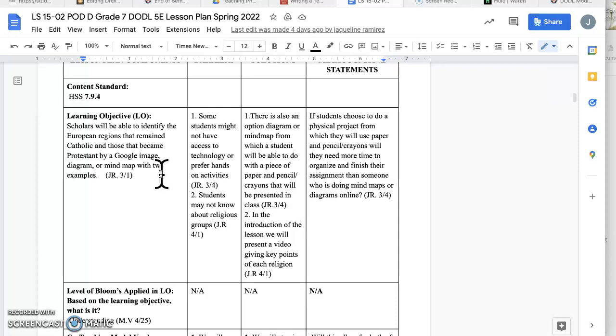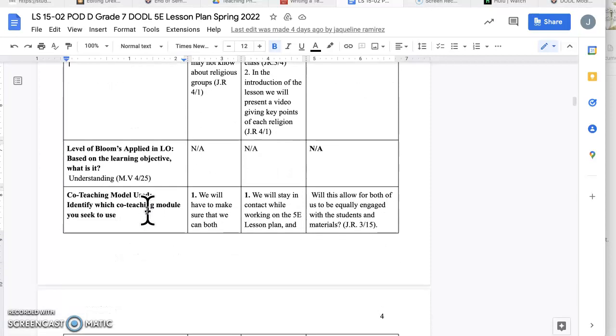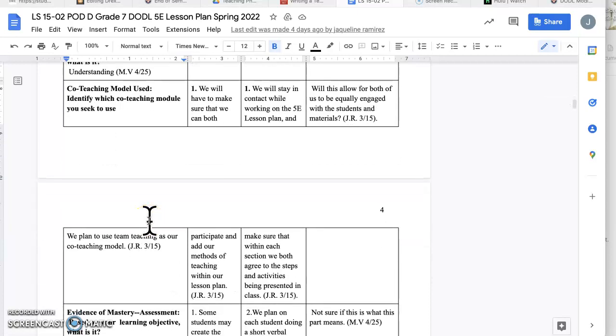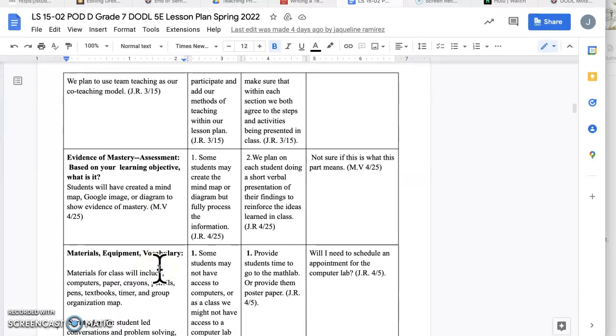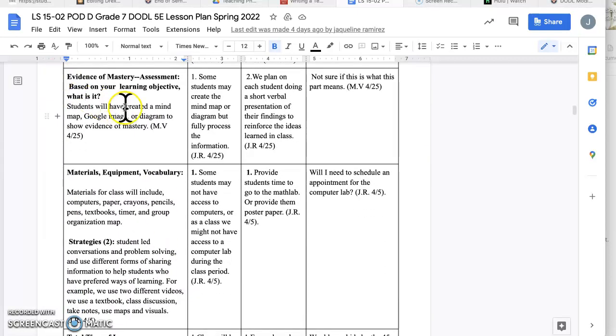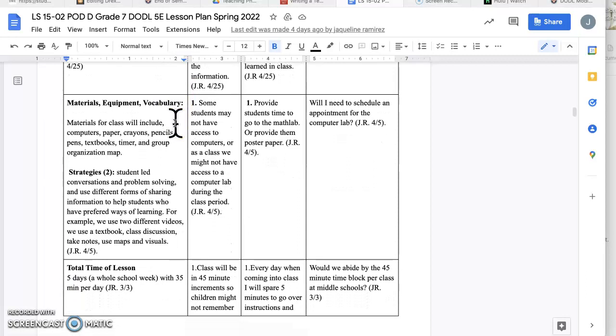Our learning objective, really quickly, just to refresh you guys, is that scholars will be able to identify European regions that remain Catholic and those that became Protestant by Google image, diagram, or mind map with 2 examples. The level of Bloom's applied is understanding, and our co-teaching model that we used within our group was the co-teaching model. Going on, the evidence of mastery is students will have created a mind map, Google image, or diagram to show evidence of mastery.